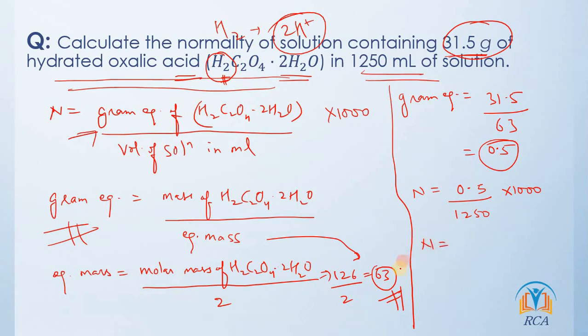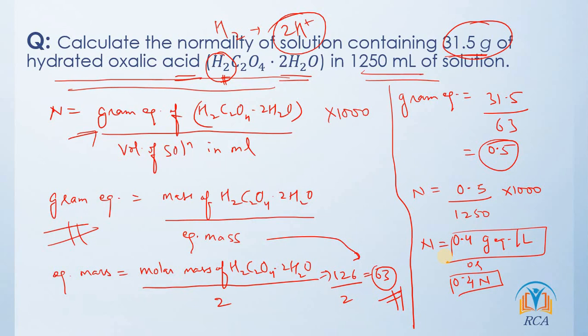Then if we solve this entire thing, what's going to be the answer? The answer is going to be 0.4 gram equivalents per liter, which is the SI unit of normality, or we can also write it as 0.4 normal only, right? So either of that thing is going to be correct, but the answer is going to be 0.4 normal or 0.4 gram equivalents per liter. Do we understand that thing?